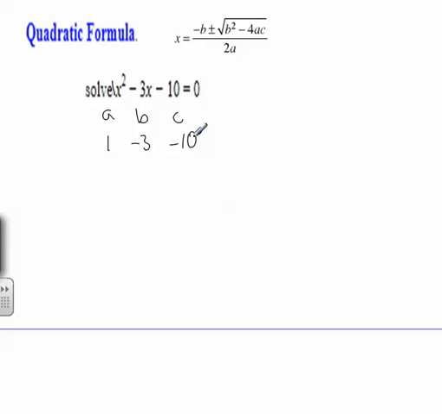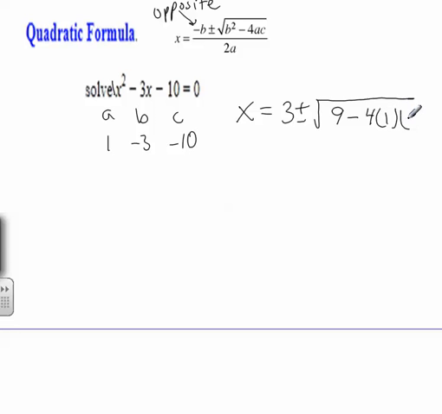So to use the quadratic formula to solve this, we say that x is equal to the opposite of b. That's actually a really good way to think of this. It makes it easier. Opposite. So the opposite of b would be positive 3. Then we do either plus or minus square root of b squared. Well, it's negative 3. Negative 3 squared is 9. Minus 4, there's always a 4, times the a, 1 times the c, negative 10, divided by 2 times a, which is 1.